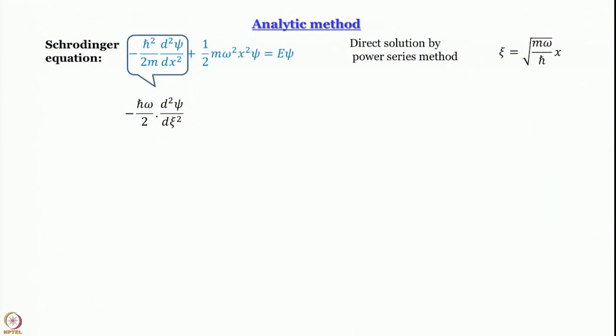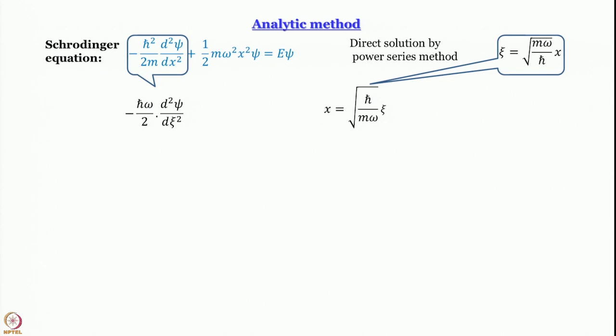So, here goes, xi equals root over m omega by h cross times x, that is what we are going to use. Using that, we are going to transform the kinetic energy term and obtain minus h cross omega by 2 d 2 psi d xi 2. Most of you might be able to work this out by yourself, but as promised, we will go through this step by step. Since xi equals root over m omega by h cross multiplied by x, let us make x the subject of the formula. So, x is root over h cross divided by m omega multiplied by xi, right.